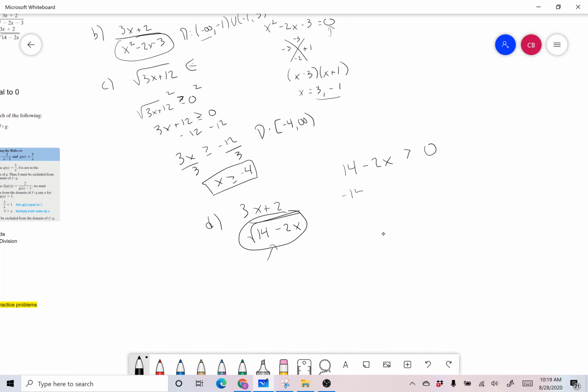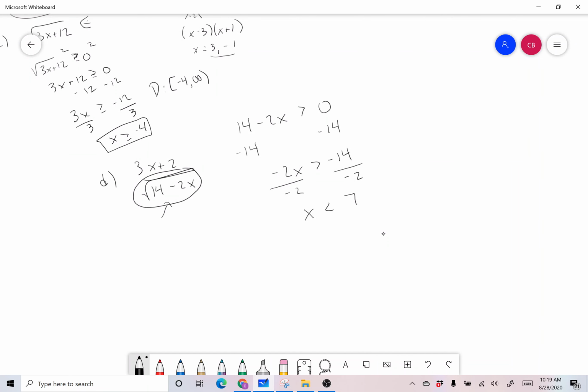So let's solve. Minus 14. Negative 2x is greater than negative 14, divided by negative 2. This is what I was talking about. x is less than 7. So what does x is less than 7 mean? That means negative infinity to 7 is our domain. Okay. And so that's why using the less than or greater than is nice, because if you get this, it is pretty easy to write in interval notation.